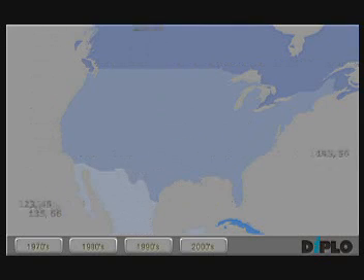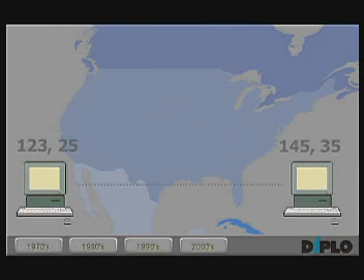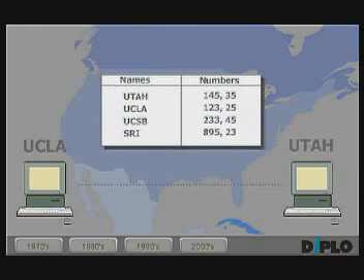For example, computer 123.25 communicated with computer 145.35. Once it was realized that we find it easier to memorize words than numbers, each and every computer was given a name. These names were translated back into numbers by the file host.txt, which consisted of a table with two columns, one for names and one for numbers.